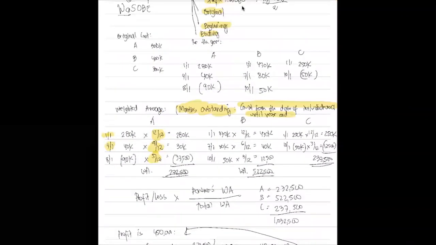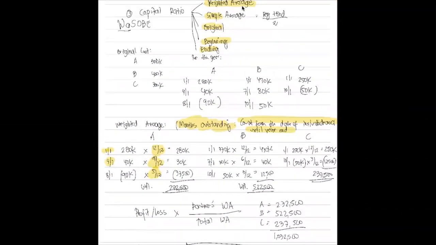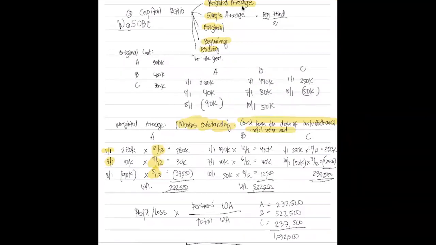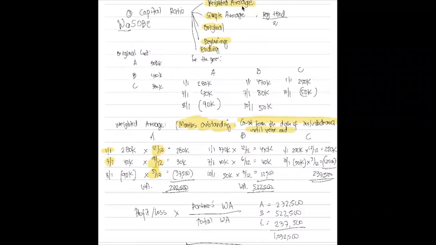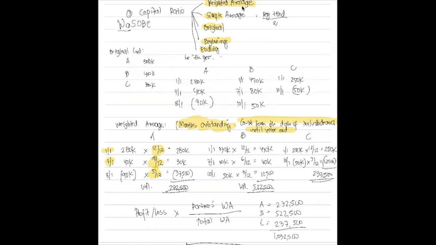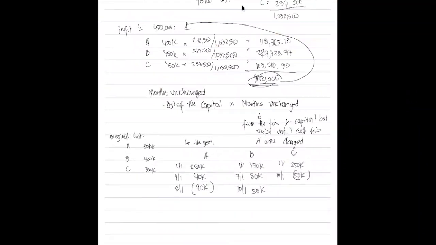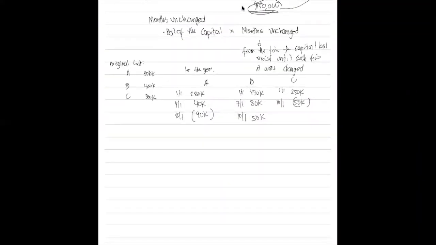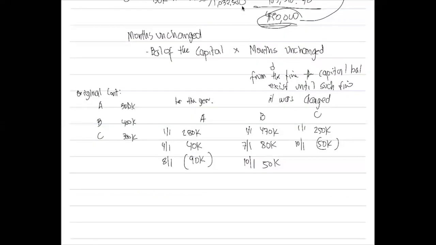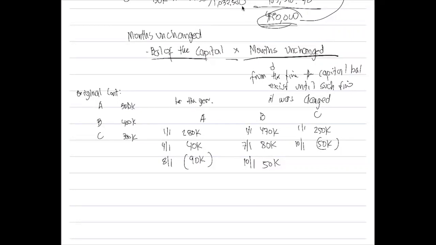Okay, let's just copy our example so that we can really compute it again. So, ito yung ating example kanina, di ba? Same pa rin siya. So, let's compute for the weighted average capital using the months unchanged. So, how do we compute? Balance of the capital multiplied by the months unchanged. So, we have here A, we have here B, and we have here C. Remove natin si B.